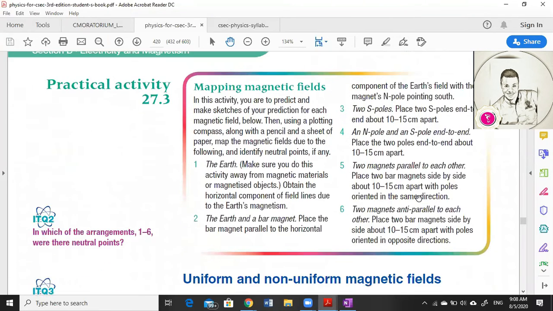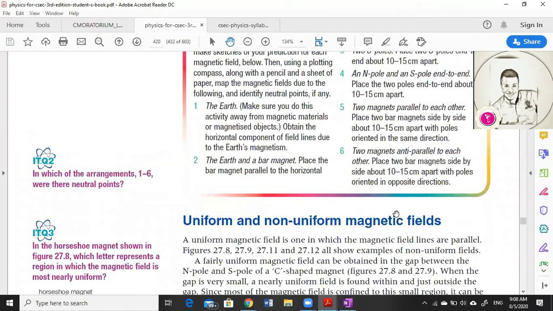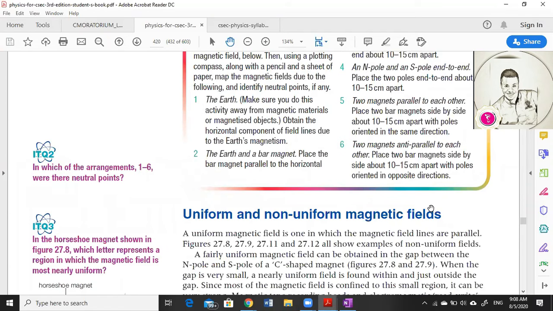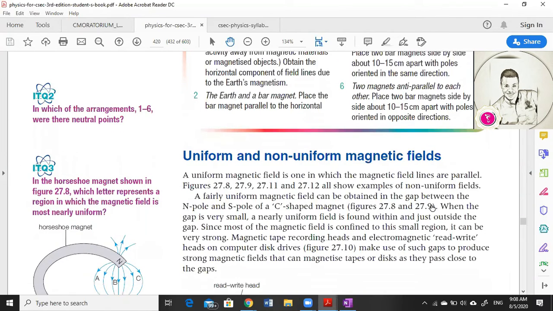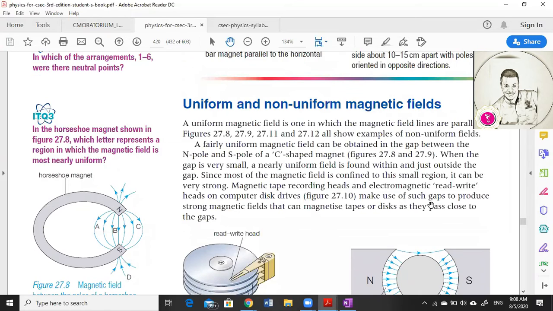So there are different experiments that we could use to determine which side of a magnet is north or south, whatsoever it is. We won't go into that aspect now.